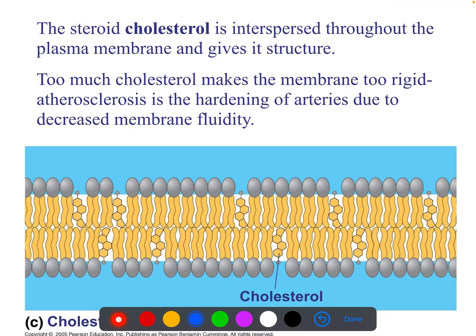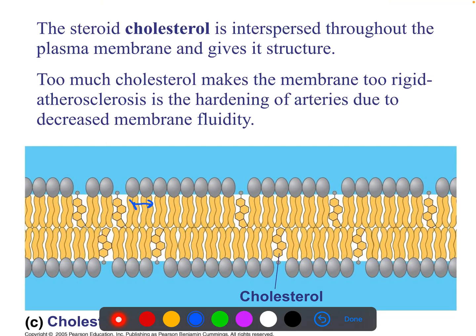Another part of the phospholipid bilayer is cholesterol. We know that cholesterol is a steroid. We learned about that in Unit 1. But cholesterol plays a really important role in the cell membrane. A lot of times, when we talk about cholesterol in health, we think of it as a bad molecule, something that we don't want a lot of. But actually, cholesterol in moderation is a good thing for the cell membrane. The reason is that cholesterol helps to keep these phospholipids in check.